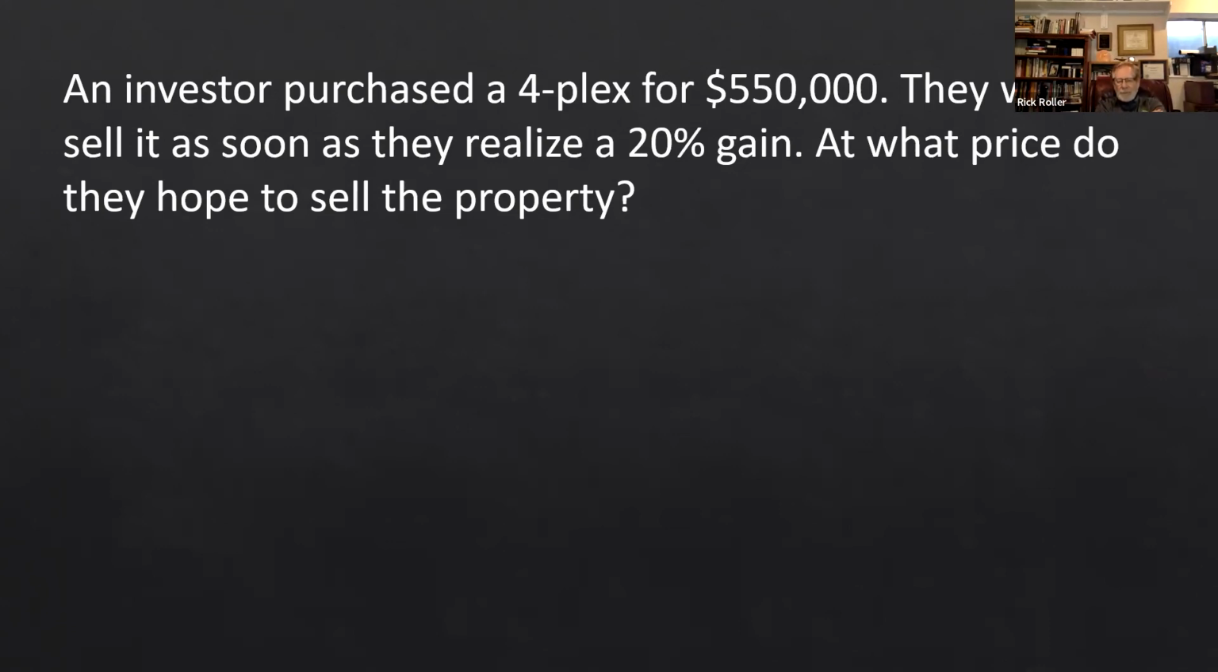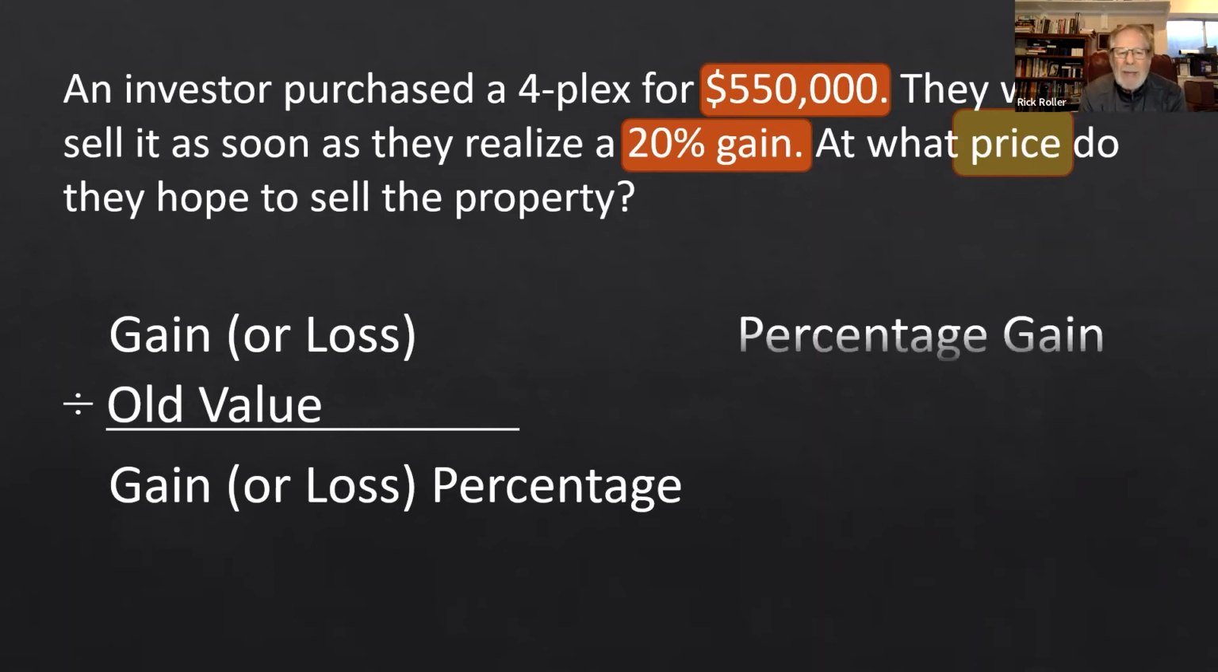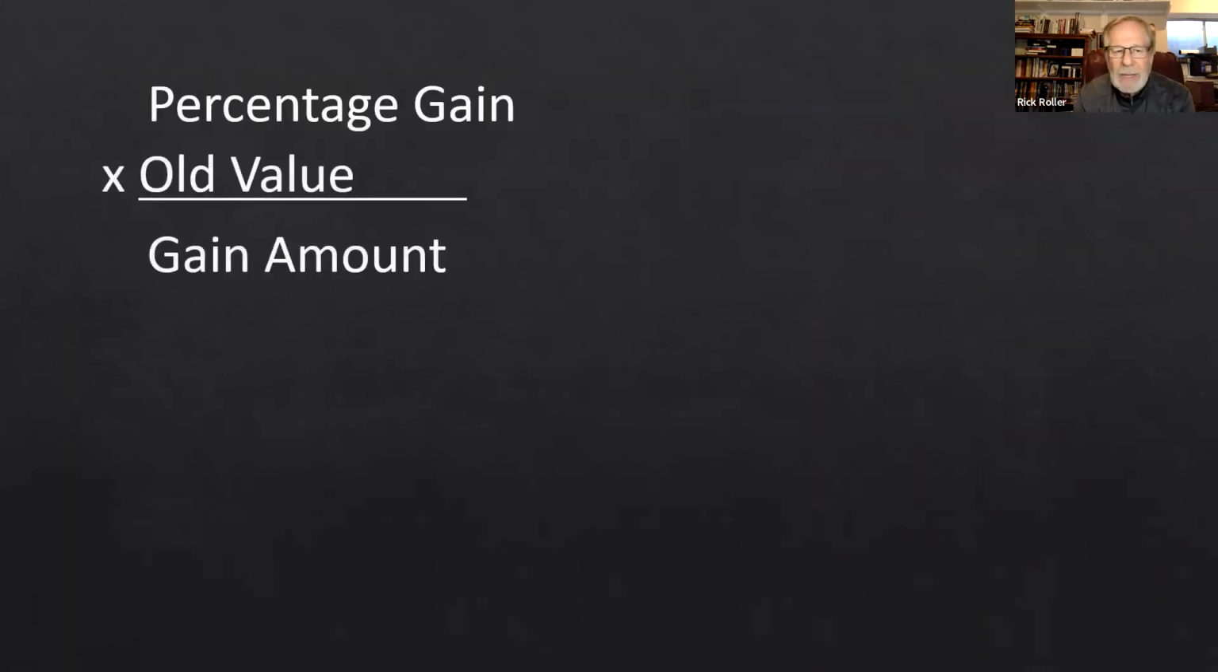Well, let's look at our formula. Our formula shows us, let's highlight what we're solving for: price. And we need to have the 550 and we need to have the 20%. That's helping us as well. So the gain or loss, we have the old value and then we have the gain or loss percentage. In this case, we're looking for gain, but things could go down the other way. It could have been a 20% loss as well. So what we're going to do is take the old value and multiply it by the percentage gain, and that's going to give us the gain amount.